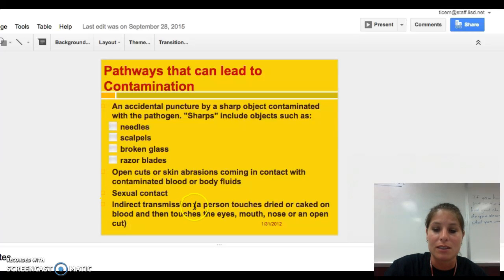Also, indirect transmission, coming in contact with somebody's dry blood, okay? In sports medicine, it's always using gloves, okay? Laziness is not a good reason that you get a disease. Okay, so putting gloves on, keeping things covered, all right, just making sure that we're being as careful as possible.